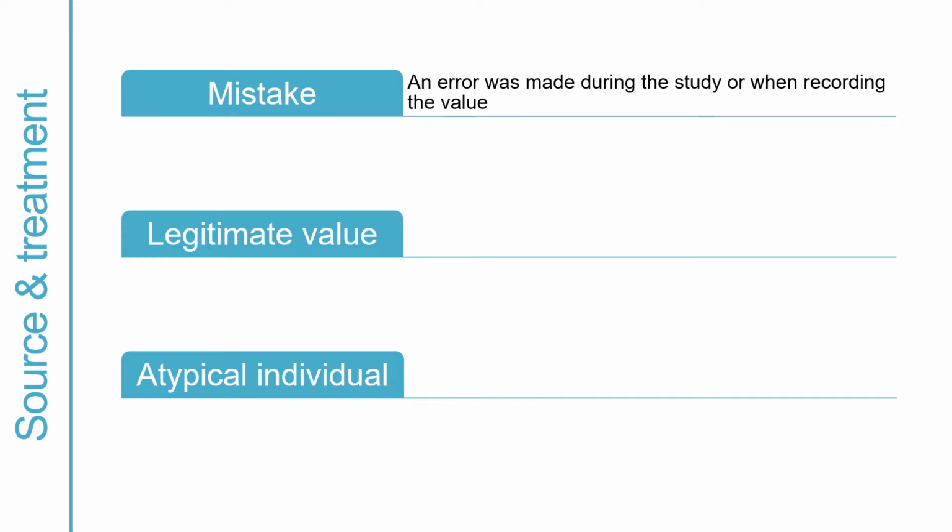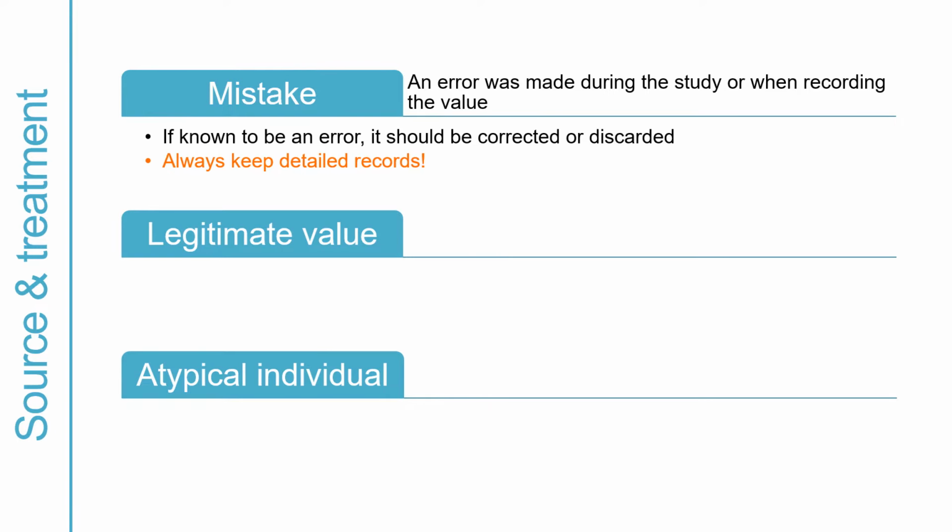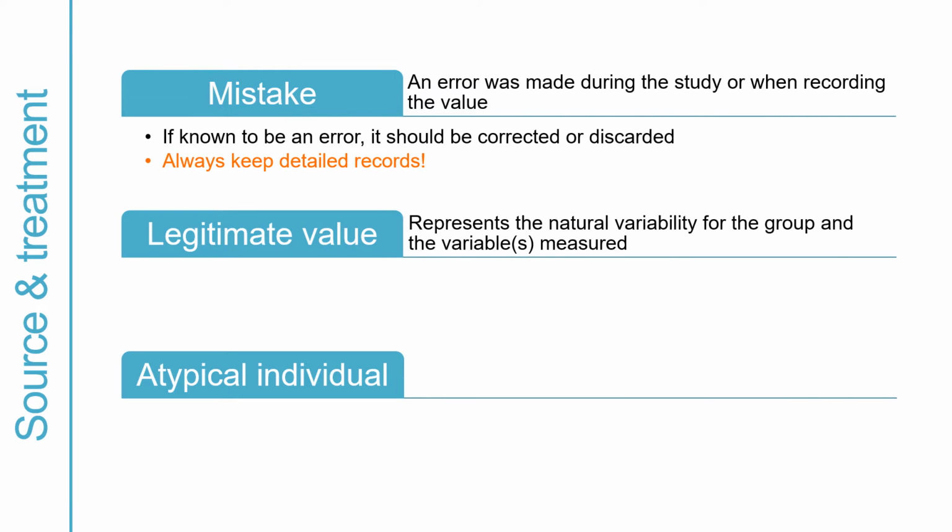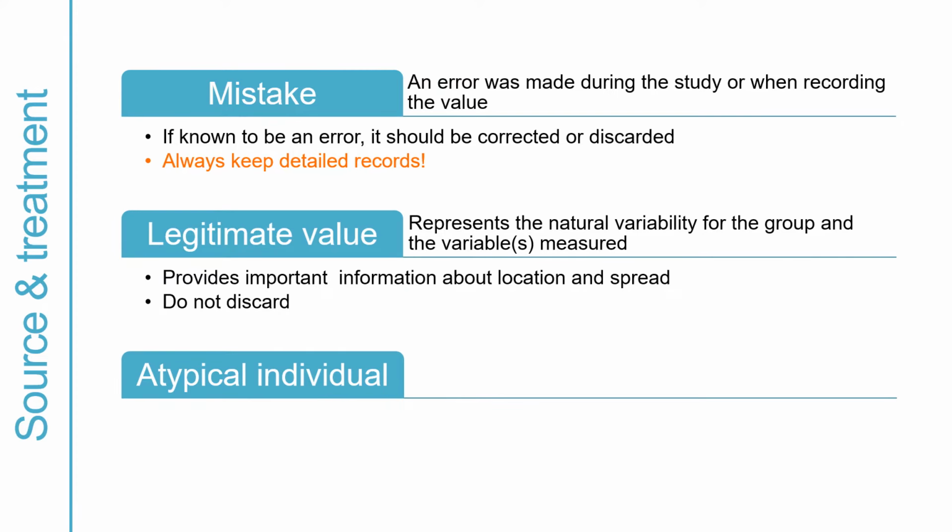If you know that the outlier is actually an error, then you can discard the value, or if you are lucky enough to have access to detailed records, then you can correct the value. Outliers, however, can also be legitimate values that simply represent the extent of the natural variability of your population. As such, they provide important information about the location and spread of your variable and should not be discarded.